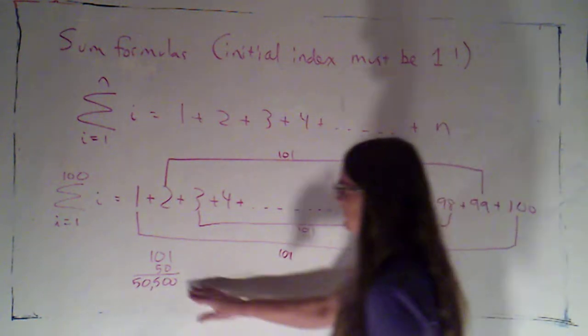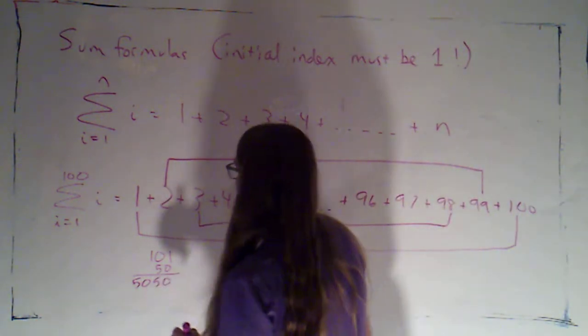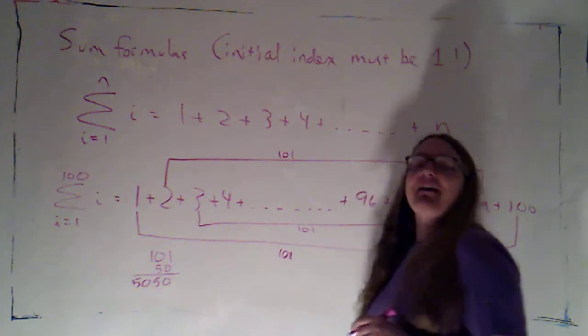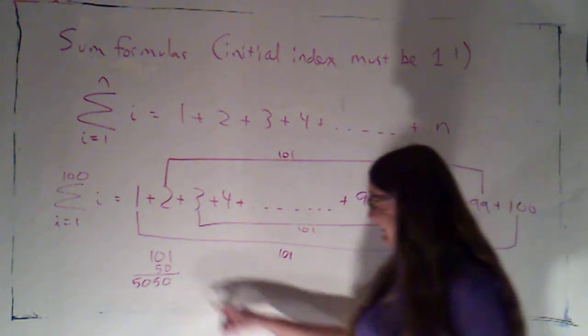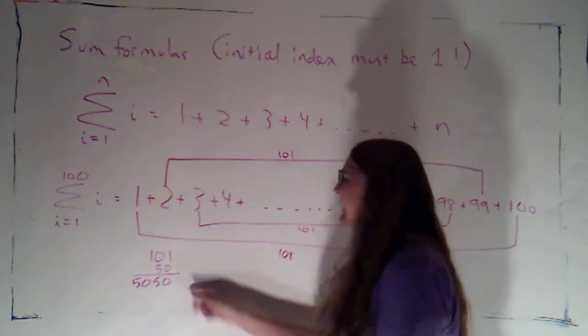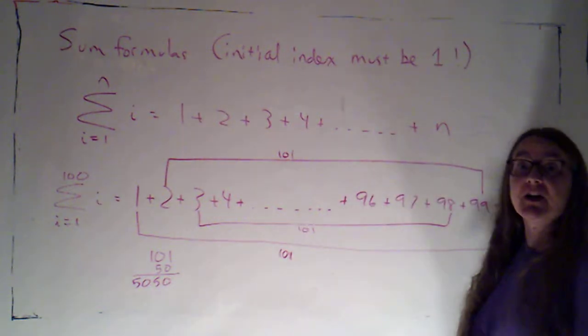No. I can do basic arithmetic. It's going to be 5,050, sorry. Zeros. Ugh. Okay, it's going to be 5,050. It's 50 copies of 101.